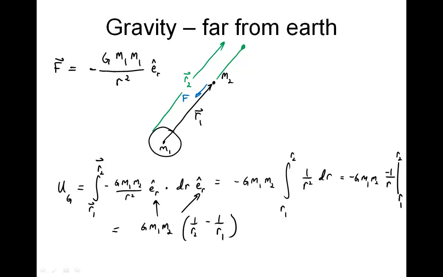Now, if you think about it, the gravitational force is inward, the displacement was outward. That should be negative, and in fact it is, because R2 is large, R1 is small. So 1 over R2 is small, minus 1 over R1, which is large. A small number minus a large number is negative. So the signs do work out. Really good to keep in mind your signs.